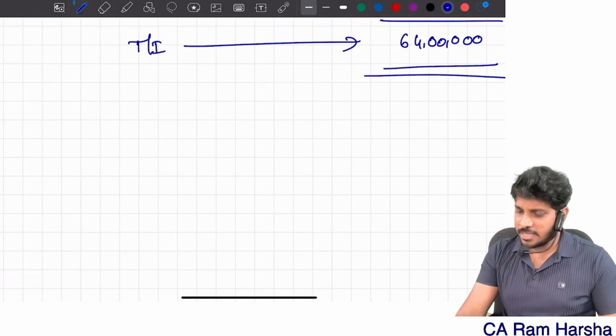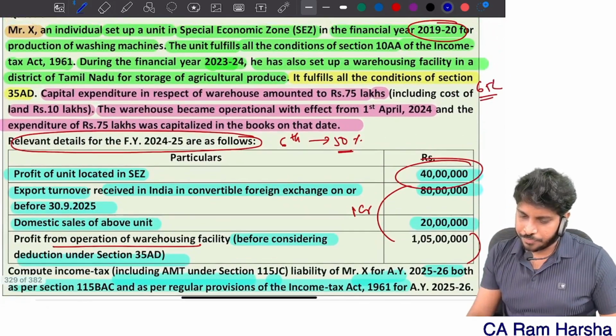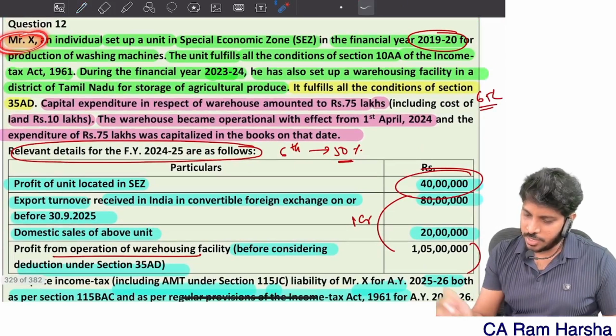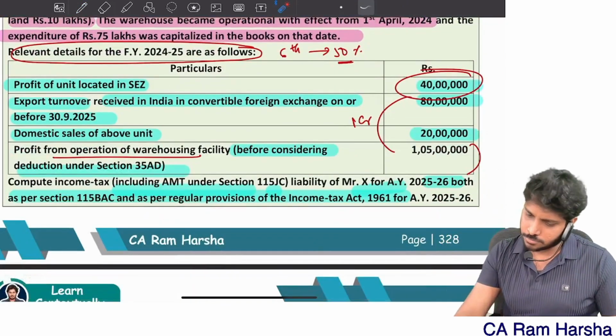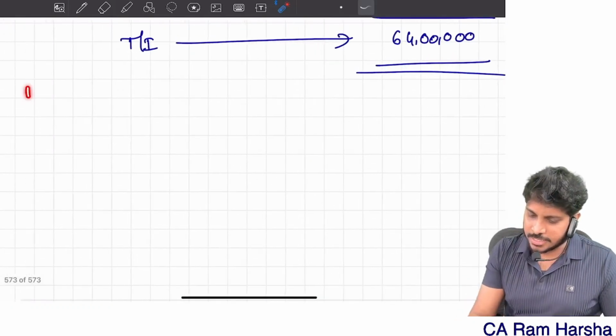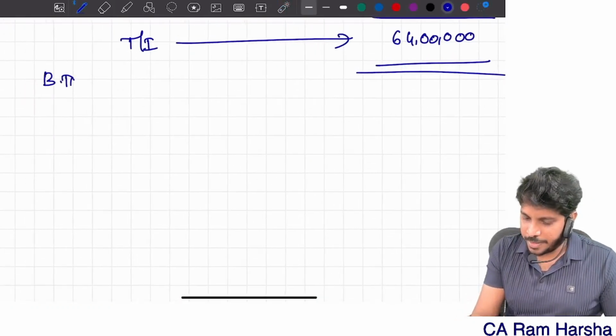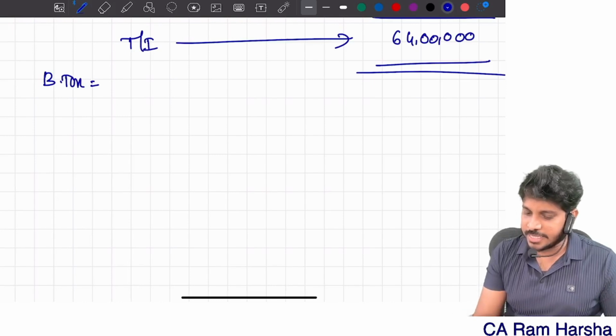By the way, SSC is who? SSC is an individual, age not given, so I will assume a normal citizen. Yes or no? Fine. 64 lakhs, right? First I will compute basic tax. On 64 lakhs, basic tax is what?